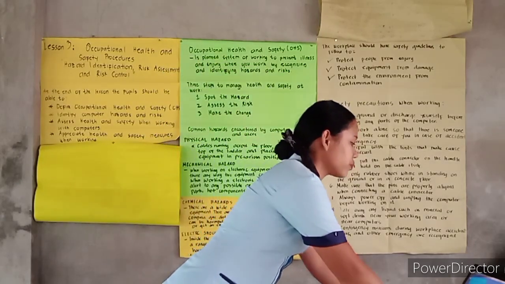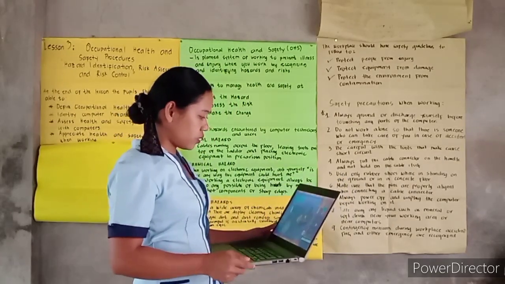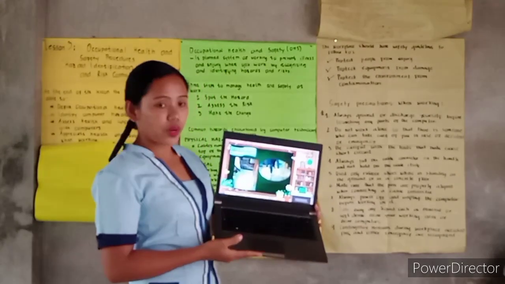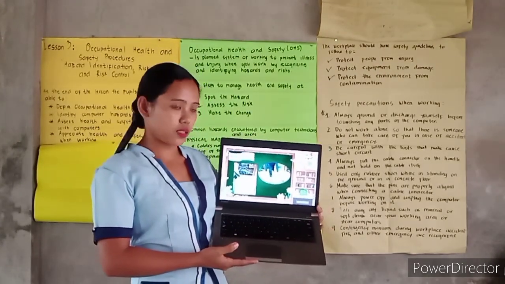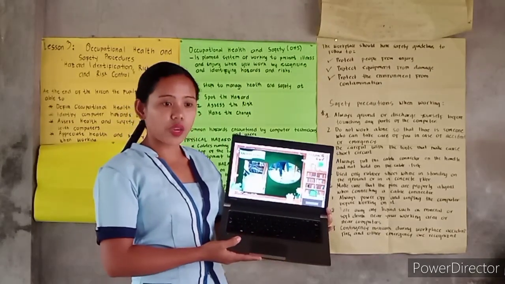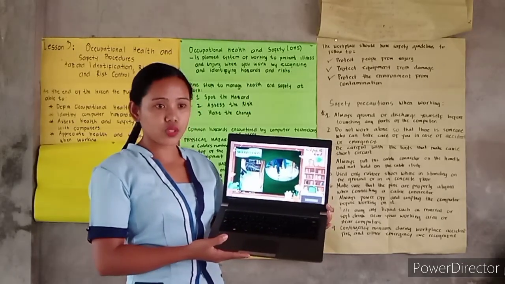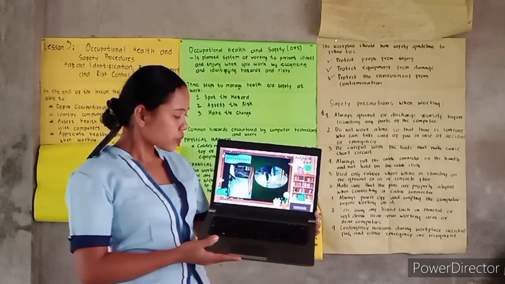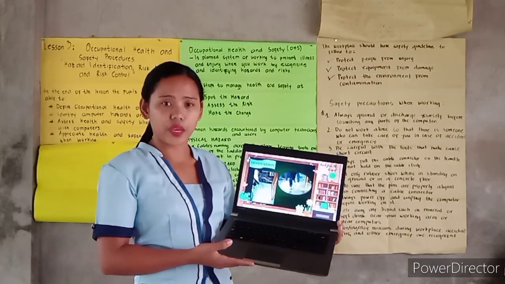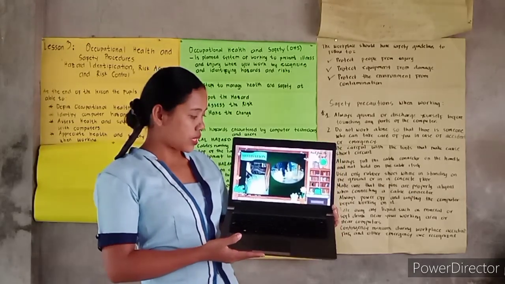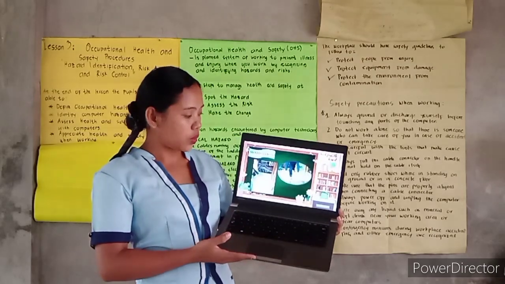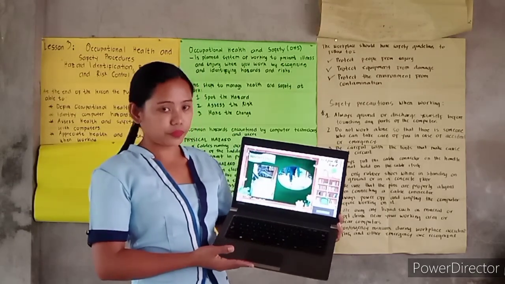First is this. What can you say about this picture, class? Okay, it is wires scattered running across the floor. What would you think is the possible situation that could happen? It may cause people to slip or fall when they are walking.